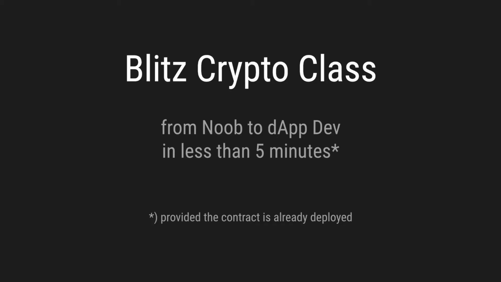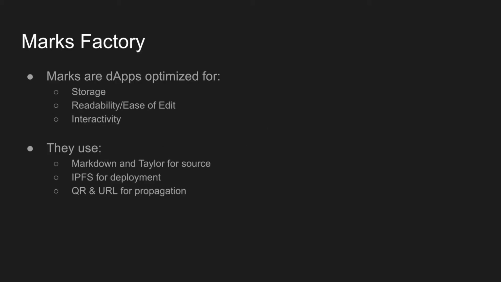The Marks Factory gets you from Noob to dApp dev in less than 5 minutes if you are working on already deployed contracts. Marks are Markdown apps for the next web, optimized for storage so you can even deploy them on-chain. They are easy to read and write for anybody. And if you want, you can create reactive interfaces with dependent components.